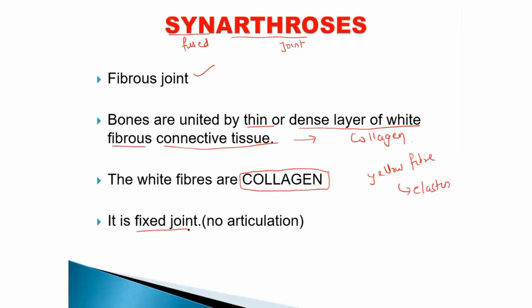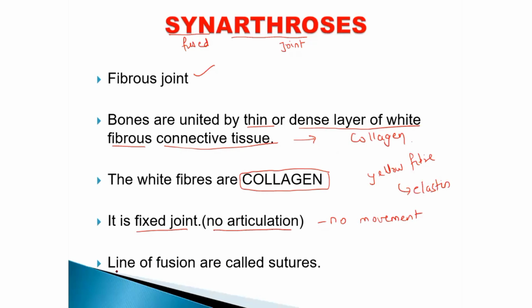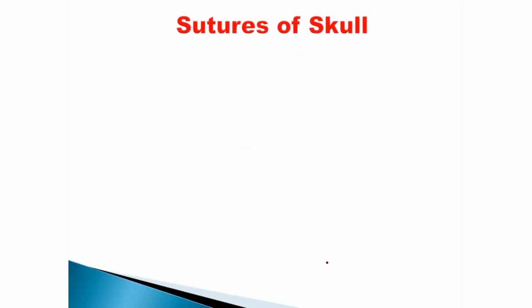It is a fixed joint, so there is no articulation. I can say there is no movement as such. Such a kind of joint is called synarthrosis. The line of fusion is called sutures. Now sutures are found only in the skull. Wherever you see the joints in the skull, those are called sutures. Sutures of the skull are called serrate sutures. Why are they called serrate sutures?